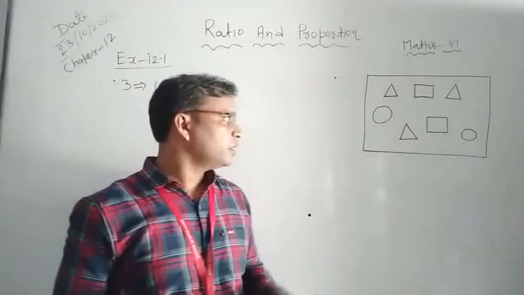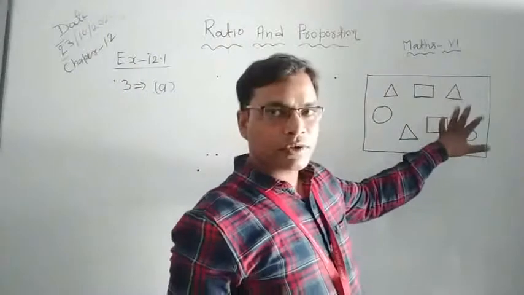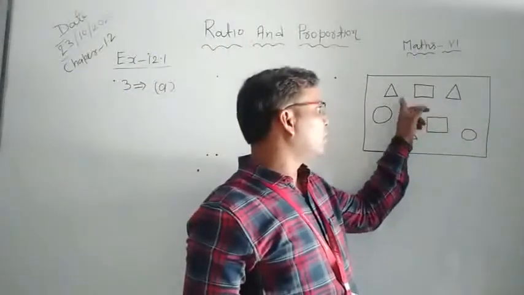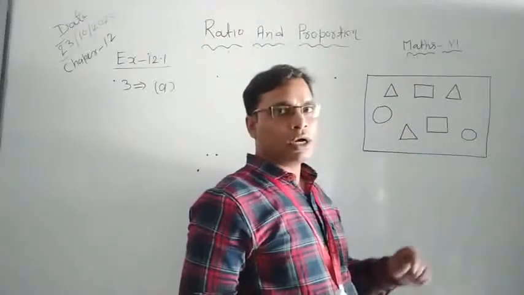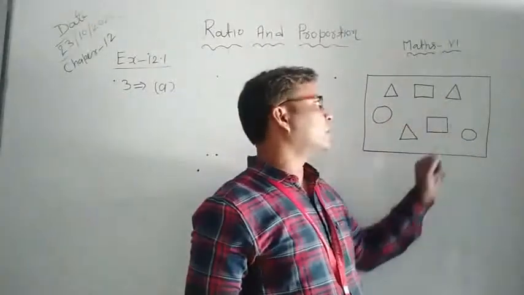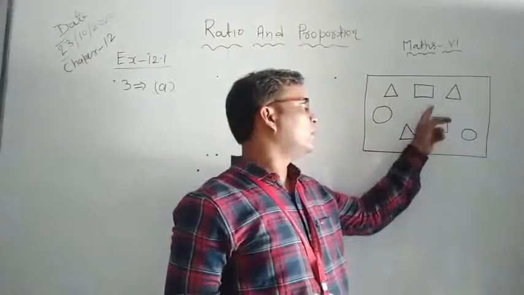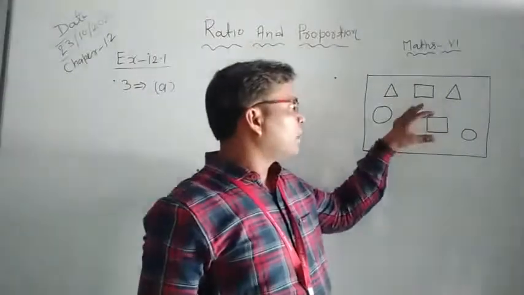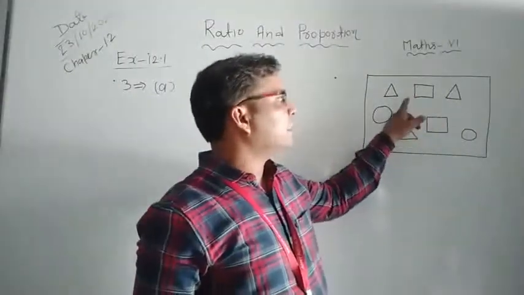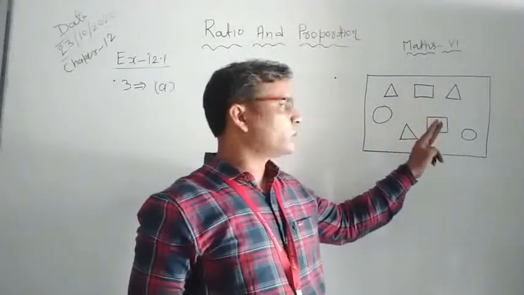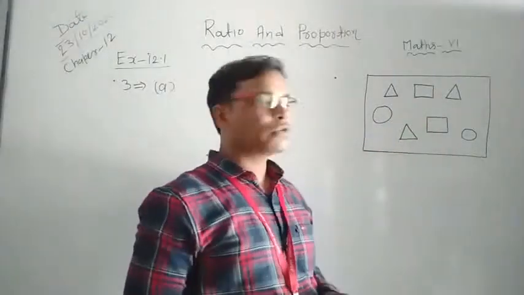the rectangle. See, this is inside the rectangle, so you can see how many triangles: 1, 2, 3 triangles. How many circles: 1, 2 circles. How many squares: 1, 2 squares. So the total figures is 7, in which 3 triangles, 2 circles, and 2 squares are given.